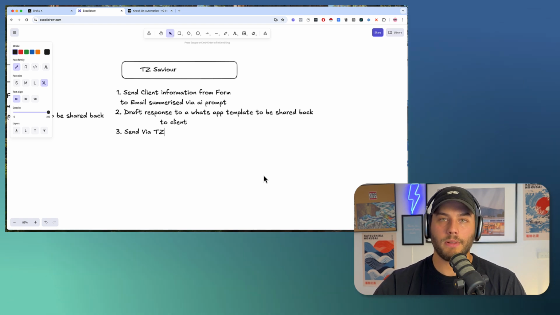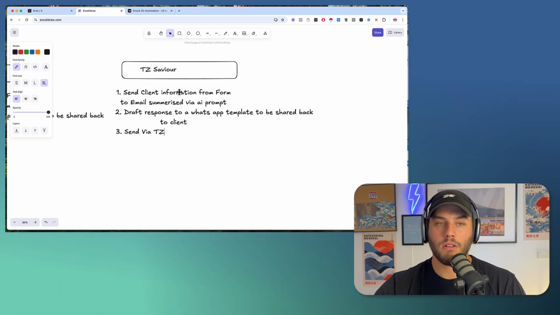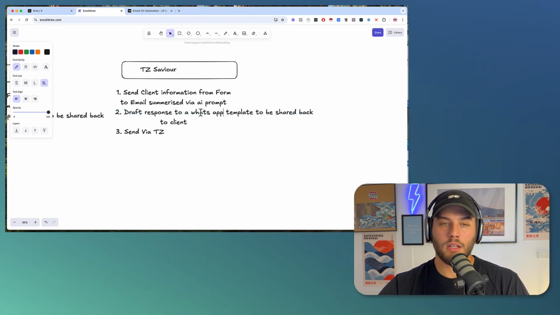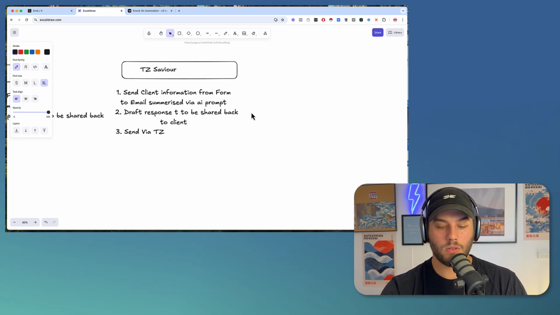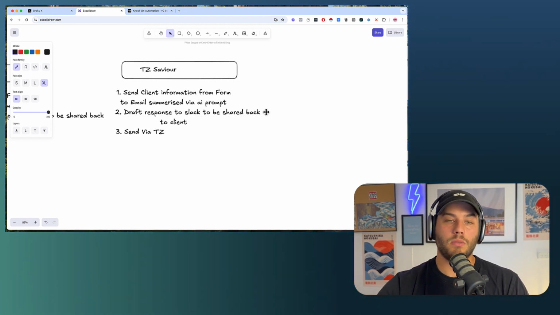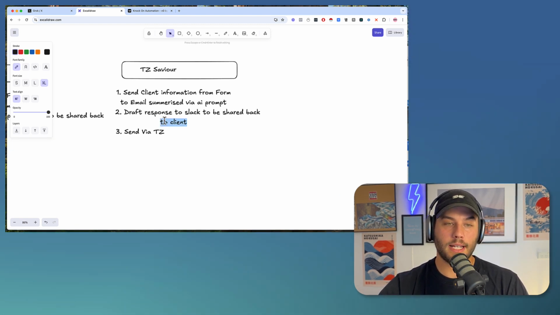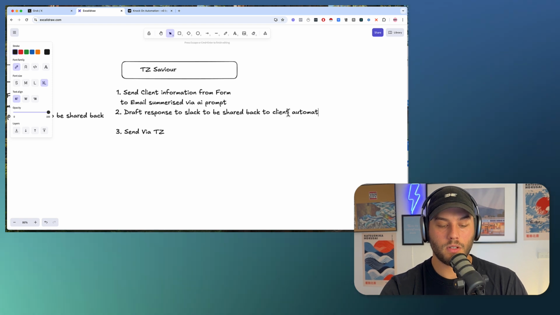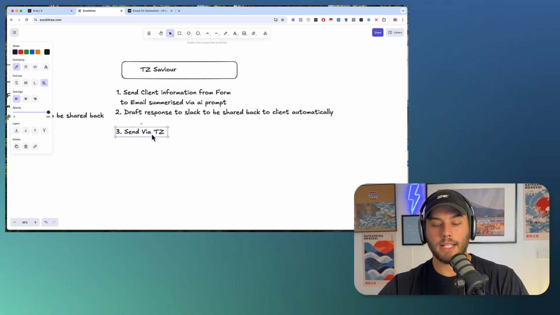If you're on the studio plan of Trainerize, you can set up an approval workflow to have the information sent to you from the check-in form, draft responses to you via something like Slack, to be then shared back to the client automatically. So back to client automatically. And then you delete this part.